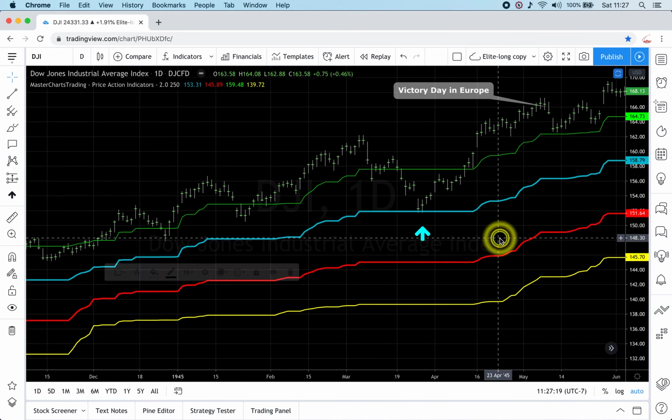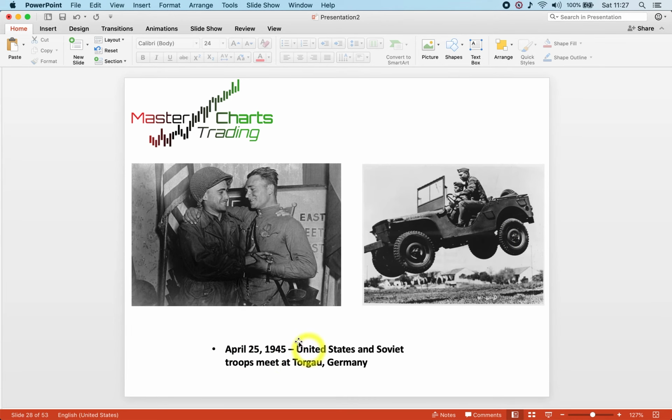Well, before that happened, I wanted to show this slide. This is an important piece of historical documentation. It's history. United States and Soviet troops meet at Torgau, Germany. This implied that Germany was basically split in half, from the south and north, and pressed from the east by the Soviet Union and from the west by the Allies. So this was a big deal.